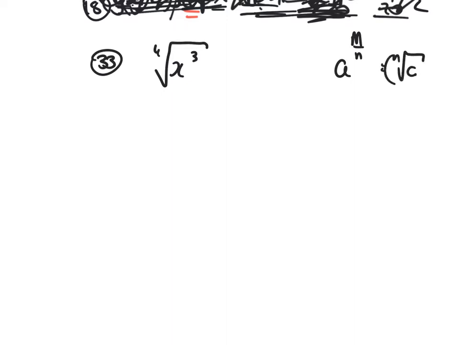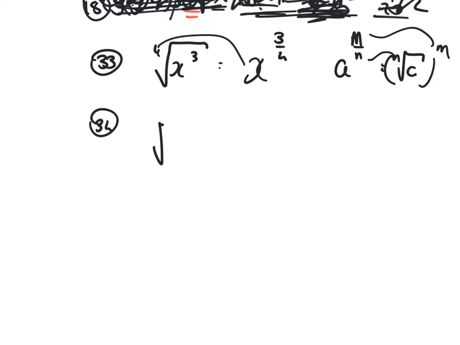Okay, example 33. We're going to simplify the 4th root of x cubed. So remember that we're going to use this rule. Okay, so that power goes down bottom, that power goes up top. So that will be x to the power 3 over 4. Example 34. We're going to look at the 5th root of x to the 7. So that power down bottom, that power up top, x to the power 7 over 5. Example 35.